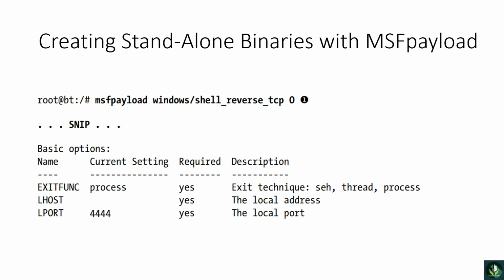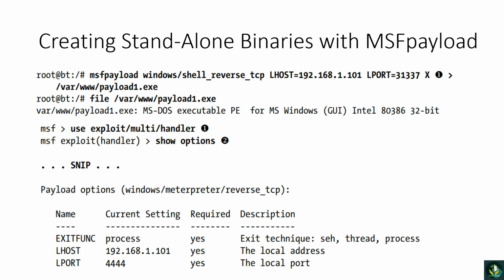Now let's run MSFpayload again and provide the options needed to create this payload in the Windows portable executable format, or PE format. To do so, we provide the X option. So in here, this is the X option, as you can see, as our output format. Now we have a working executable, so we can start a listener with the multi-handler module. This is the multi-handler module in MSFconsole, and multi-handler allows Metasploit to listen for a reverse connection.